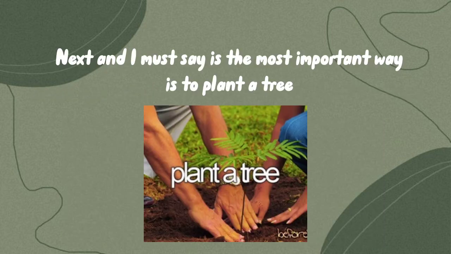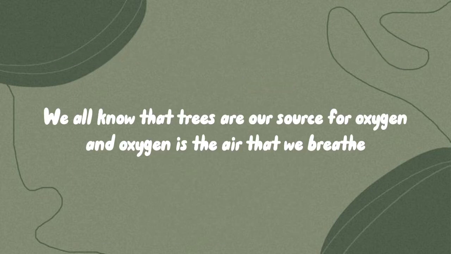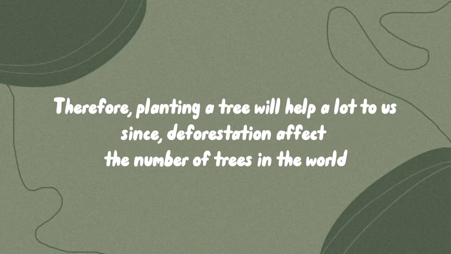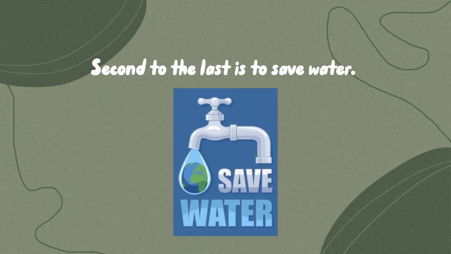Next, and I must say the most important way, is to plant a tree. We all know that trees are our source of oxygen, and oxygen is the air that we breathe. Therefore, planting a tree will help us a lot, since deforestation affects the number of trees in the world.